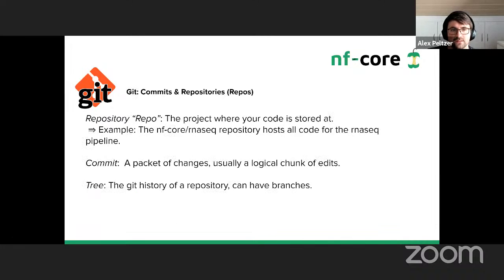A couple of things that are kind of common nomenclature in Git is commits and repositories, or short repos. So if you're talking with people in nfcore, for example, they might refer to things like a repo, just point you towards one. So a repo or repository is basically a project where your code is stored at. So an example would be the nfcore RNA-seq repository that hosts all the code for the RNA-seq pipeline. We have many of these repositories or repos. So for example, each of the pipelines has a separate one, but we also have repositories that host, for example, code for our web page or some documentation or some test data sets. So this is something that is a repository.